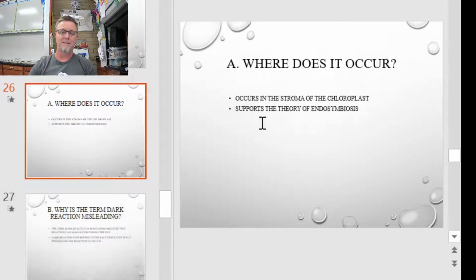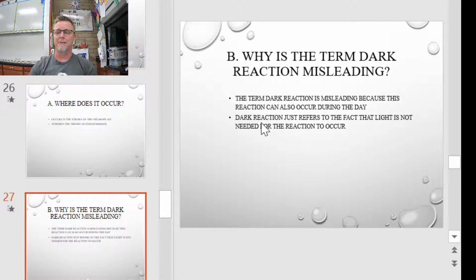Alright, where does this happen? This occurs in the stroma of the chloroplast, or basically that cytoplasm-like space of the chloroplast. And that fact kind of supports the theory of endosymbiosis, because there's free-living bacteria that do the same kind of reaction in literally the same place. So more to come on that when we get to evolution.